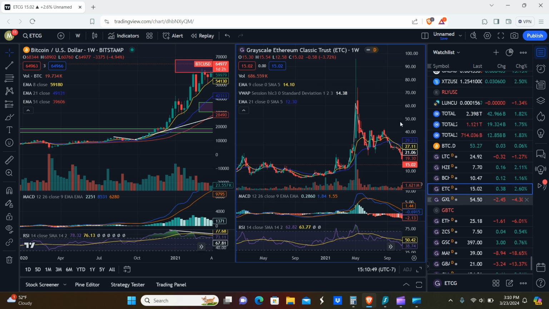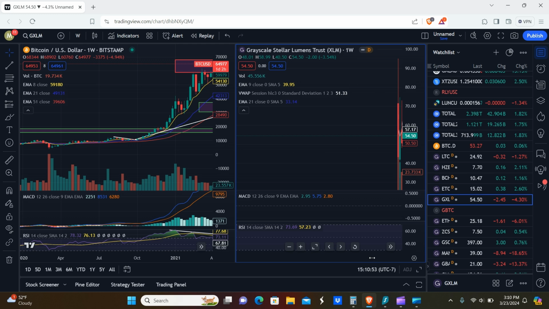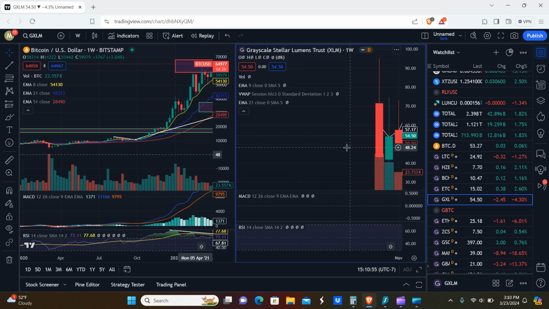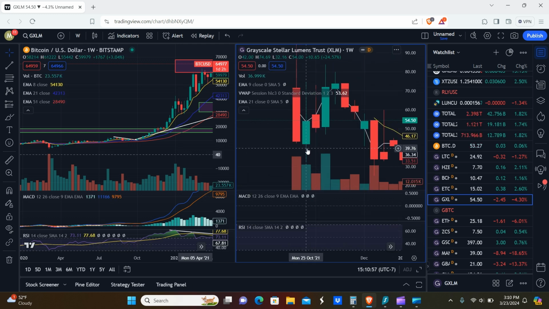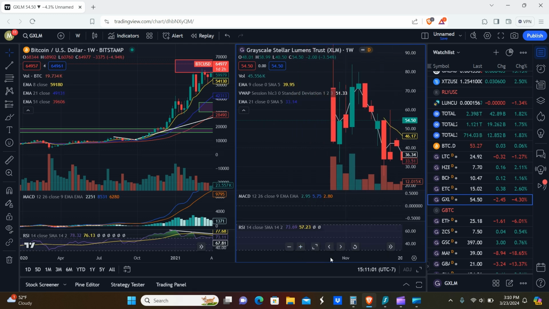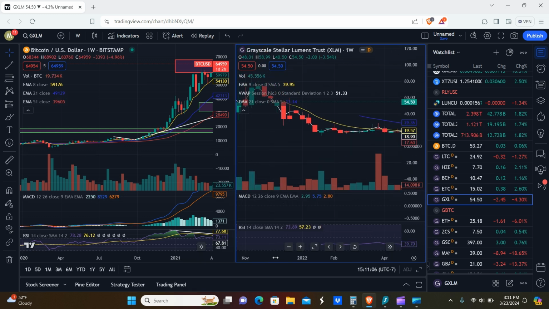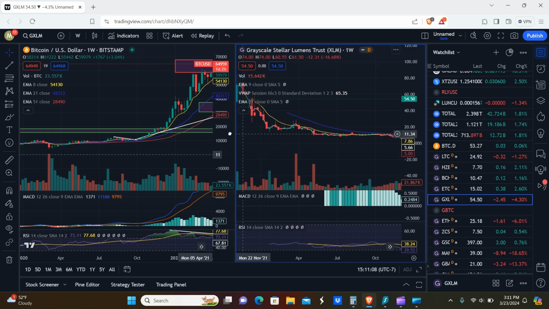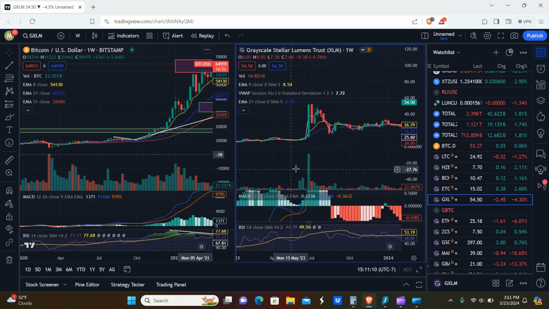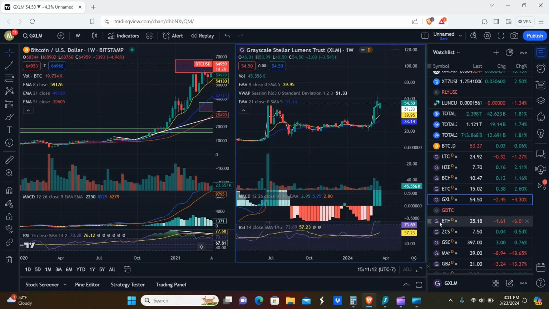So we'll take a look at another one. So this one peaked out in May of 2021. This is the GXLM. So we don't have any data on this because this one's still relatively new. It came out during the peak of November 2021. So not really a whole lot of data on this. Unfortunately, that's just kind of the way it works out.